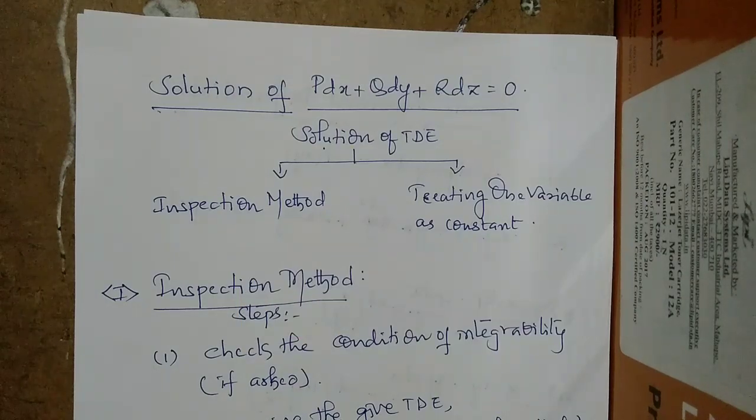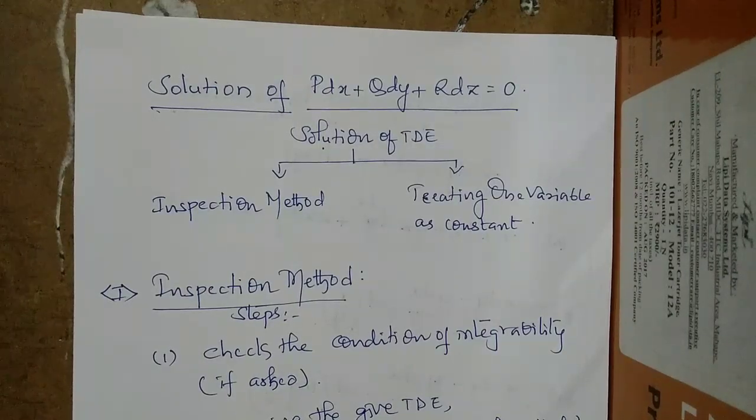Total differential equation. Up to the fourth part we have studied some definitions and some important derivations of integrability and exactness of total differential equations. We have done some examples on checking the condition of integrability as well as examples of verifying the exactness of the differential equation. Today we are moving to the solution of total differential equation.